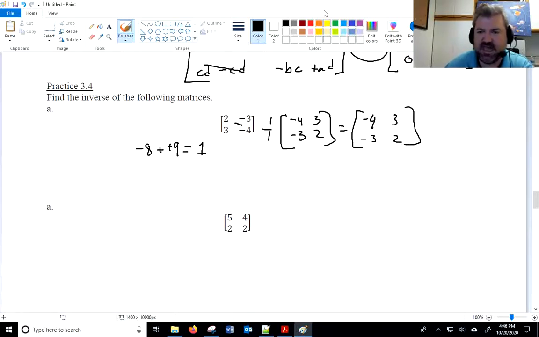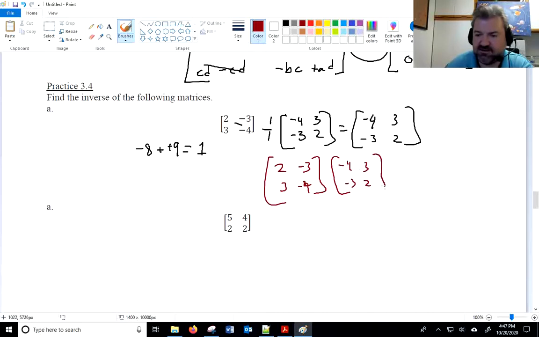Shall we check? Yeah, let's check, just for fun. So 2, -3, 3, -4. What happens if we multiply that times -4, 3, -3, 2? We better get the identity 1, 0, 0, 1. So that's a -8 plus 9, that's 1. See, I'm doing the first row, first column.